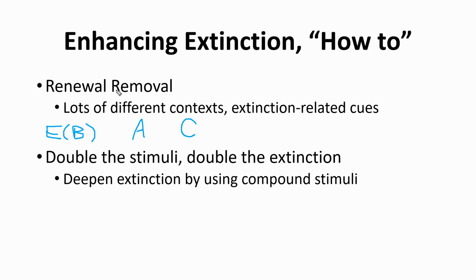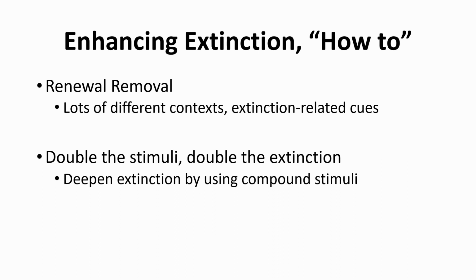So to try and get rid of renewal, maybe you want to go through extinction in A, go through extinction in context C, and have extinction happen multiple times in multiple different environments to try and make it more likely for extinction to generalize to other contexts. And maybe it isn't feasible to go through extinction multiple times in multiple places, but maybe you could use some cues that are specifically related to extinction that you could bring to different contexts.